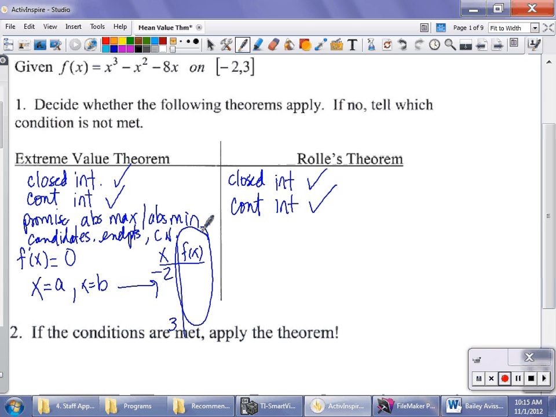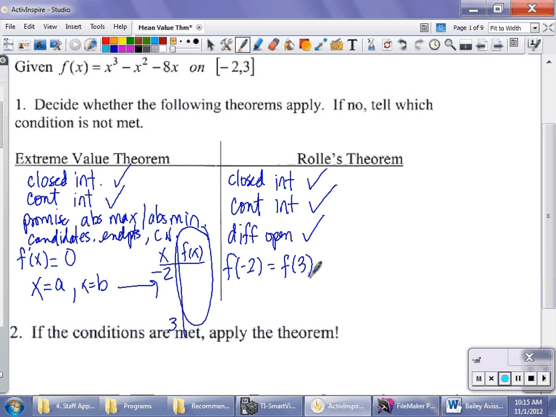All right, let's go back and see if Rolle's theorem is going to apply. So the next thing we have to have, the function has to be differentiable on the open interval. That means on the inside of the interval, the function has a derivative. Well, this is a cubic function, so we know that that cubic function is going to be differentiable everywhere, so we're okay on that. And then the final question is f of negative 2 equal to f of 3. In other words, do they have the same y value at the endpoints?